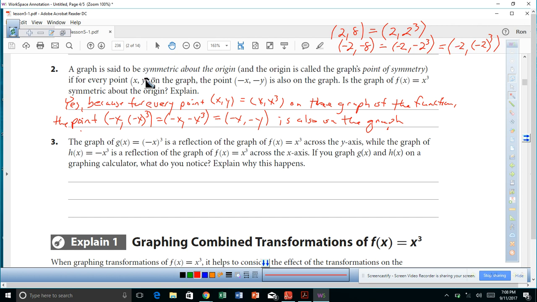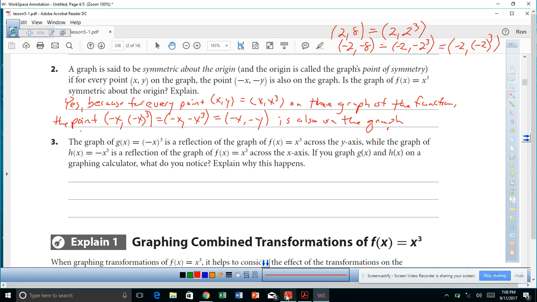The graph of g of x equals (-x) cubed is a reflection of the graph of f of x equals x cubed across the y-axis, while the graph of h of x equals -x cubed is a reflection of the graph of f of x equals x cubed across the x-axis. If you graph g of x and h of x on a graphing calculator, what do you notice?